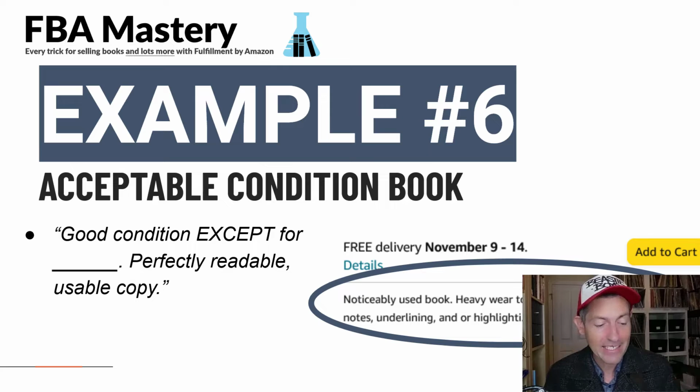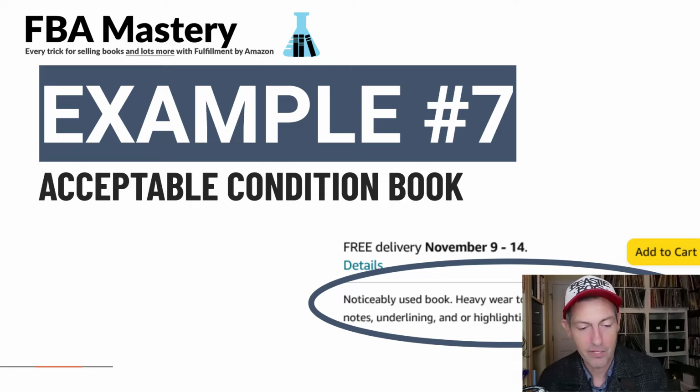Good condition except for blank. I like this one a lot. In other words, you're basically saying, hey, this would be good condition, except here's the specific blemish that keeps it from being good. This is about as concise and as good of a condition description as you can get for acceptable condition. And then you go on to say, perfectly readable, usable copy. This is probably my favorite of these because again, it covers the bases in the fewest words possible. And I capitalized except there intentionally because you want to draw attention to that. You want to make sure they see, hey, there's an exception to this. And then of course you mention the specific blemish exactly.